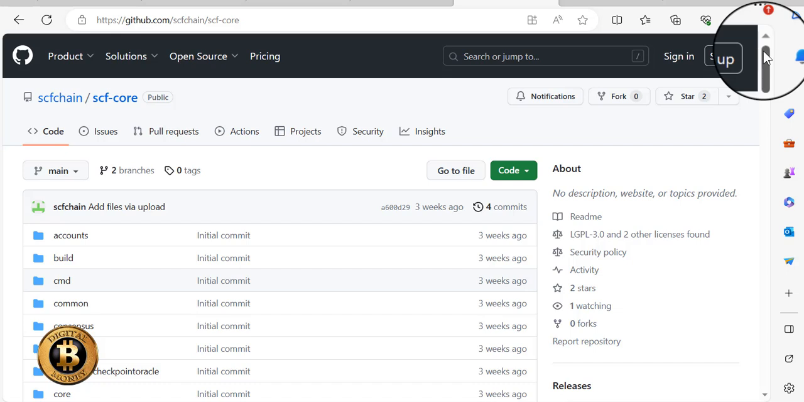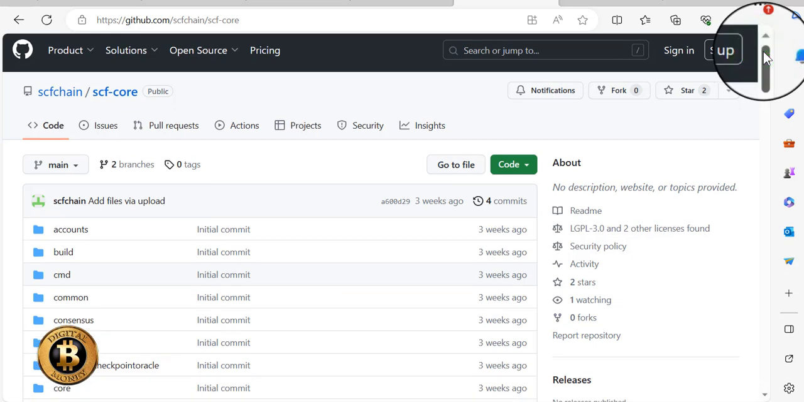Just like Bitcoin, right? There is no Bitcoin CEO. There is no way that Bitcoin can be shut down because it's a decentralized project. You literally have to shut down the entire internet to shut down Bitcoin. And if that ever happens, then obviously we have other problems that we need to tend to. Same thing here with SCF chain. SCF chain, once they get all the parameters in place.